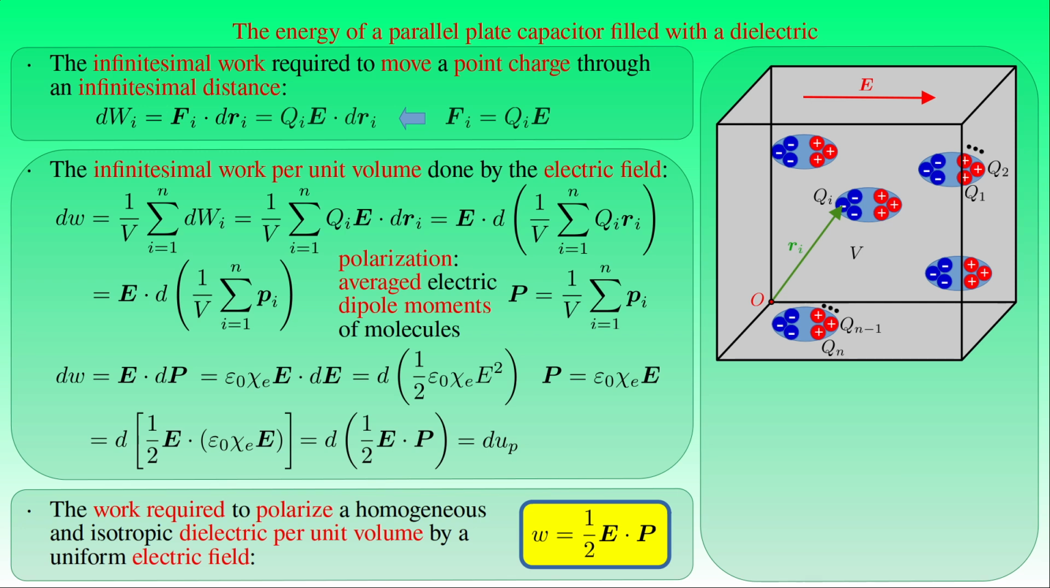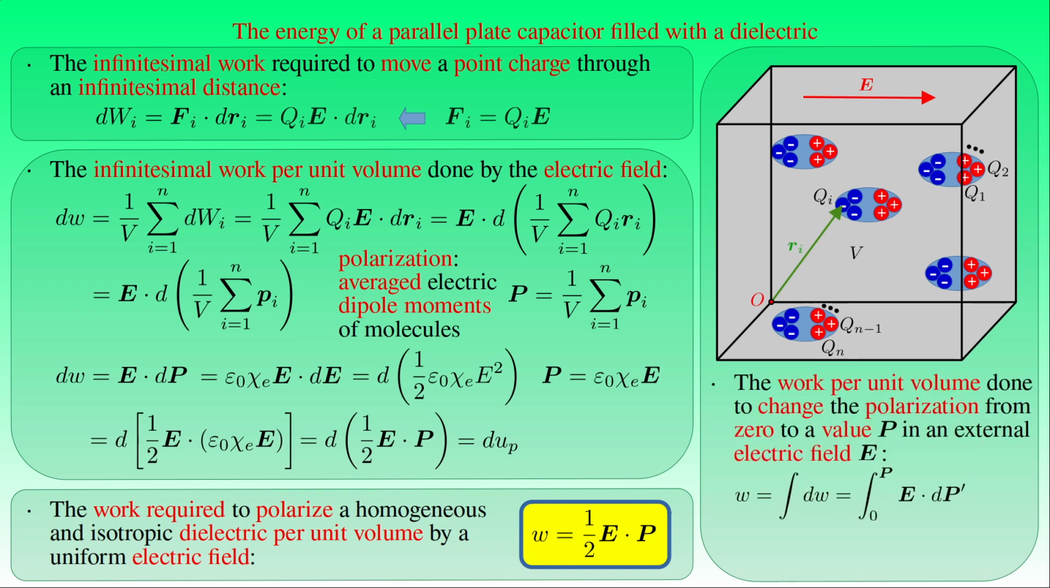We note that the differential of the work per unit volume presented here is frequently written in an integral form, where one determines the work W per unit volume done to change the polarization of a dielectric from 0 to a value P in an external electric field E. Then W is equal to the integral of the field strength E with respect to the polarization P' from 0 to the vector P. In order to calculate the integral, we need to express the electric field E in terms of the polarization P, like the linear relation between the vectors P and E with the coefficients epsilon naught times chi E used here to manipulate the differential form of W.